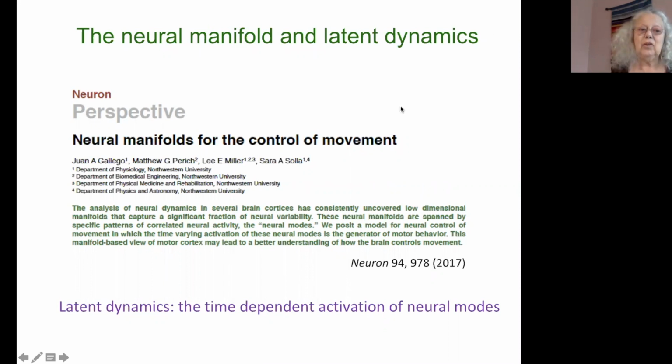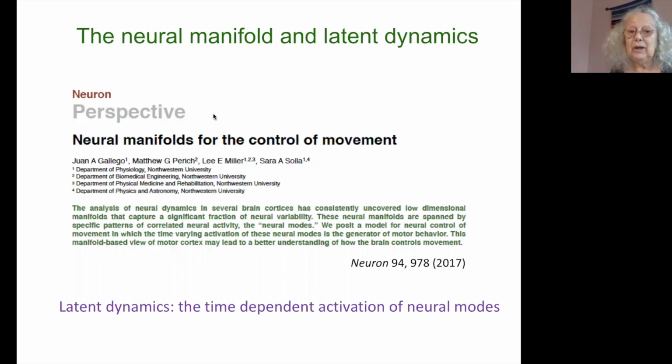And there we were focusing on the neural control of movement, and we talked about the neural modes as building blocks, and the latent dynamics, which is the time-dependent activation of the neural modes as the building blocks to generate neural activity in primary motor cortex and therefore generate behavior.